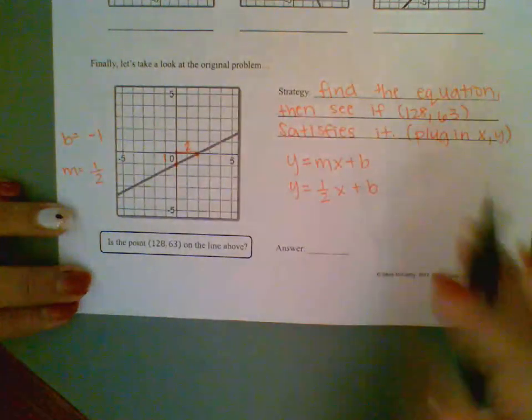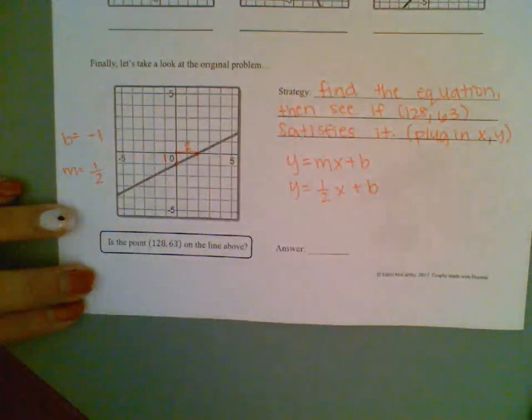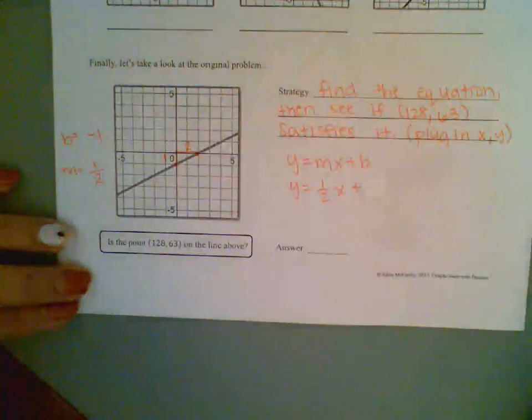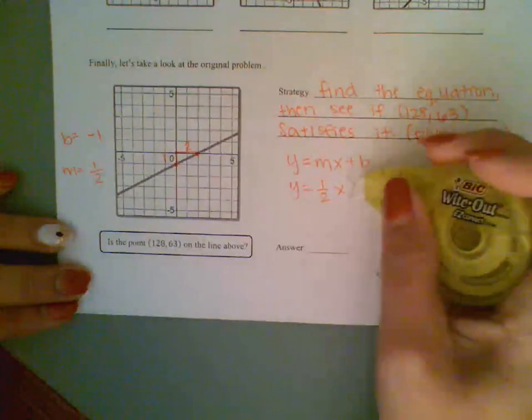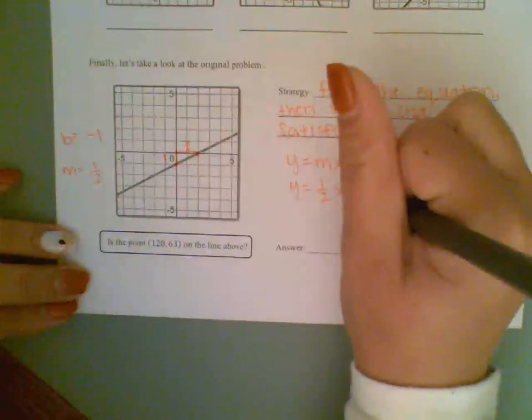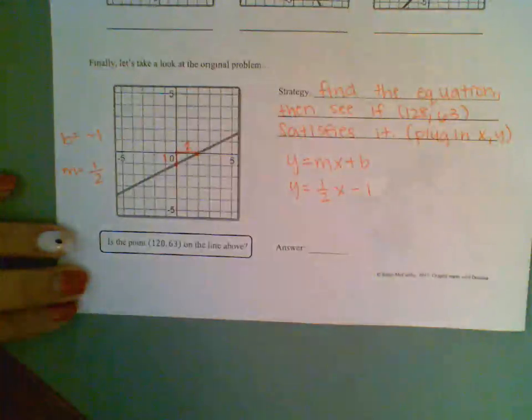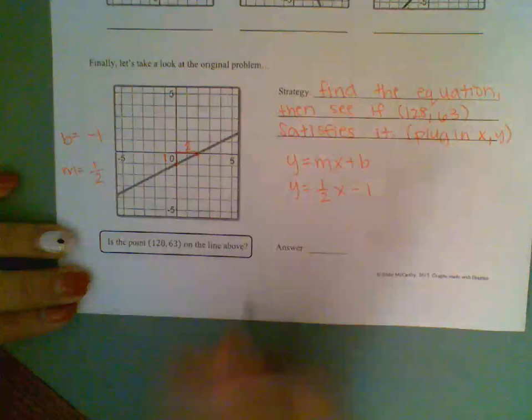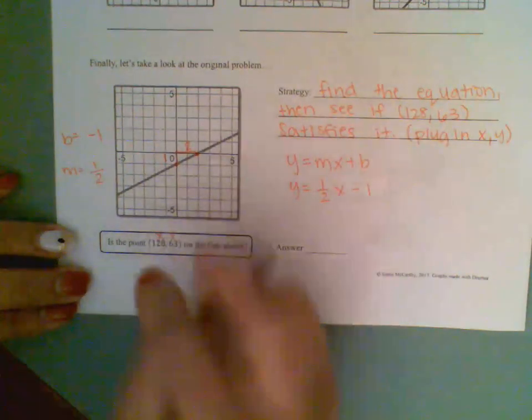And actually, we know the b. What's our b? Your b should be -1. So we're going to do 1/2 x minus 1. So there's our equation. And now we need to plug in both of these points. So this is the x and this is the y.